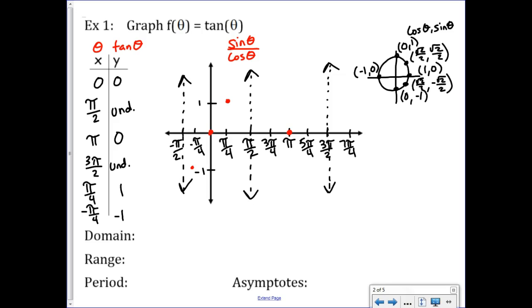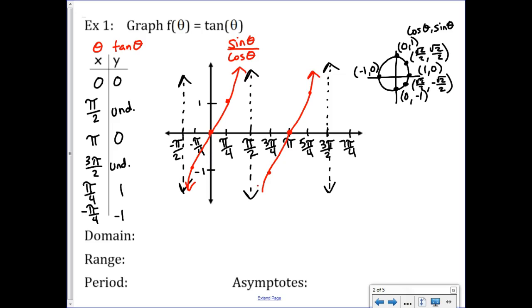So what I will tell you then is your graph is going to look like this for a tangent. So it's approaching infinity at those asymptotes, and it's going to keep doing the same thing. So if you found out 3 pi over 4, you would get negative 1 again. 5 pi over 4 would take us back to 1. So it goes like this again.